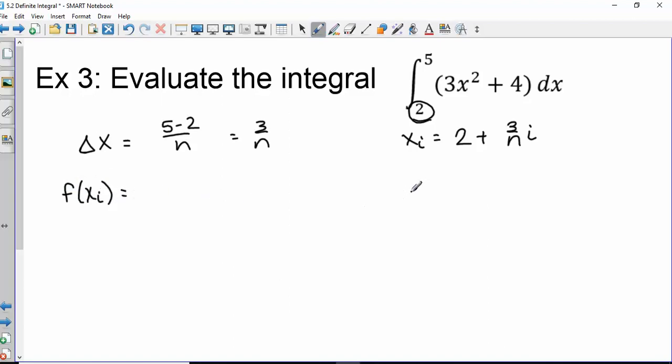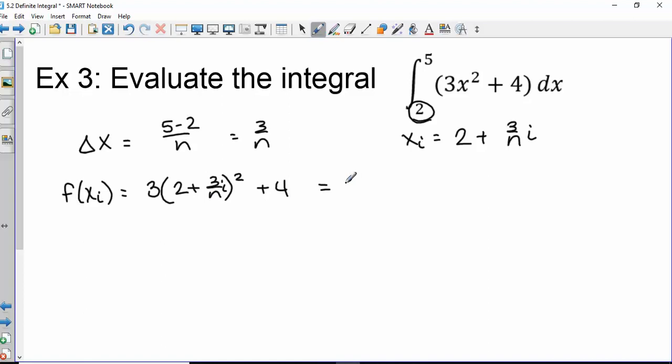So when I find f of x sub i, you go to the function and you replace your x with this x sub i. Do you want to leave it like that, or do you want me to go ahead and multiply it out? Go ahead and FOIL it, would that be okay?